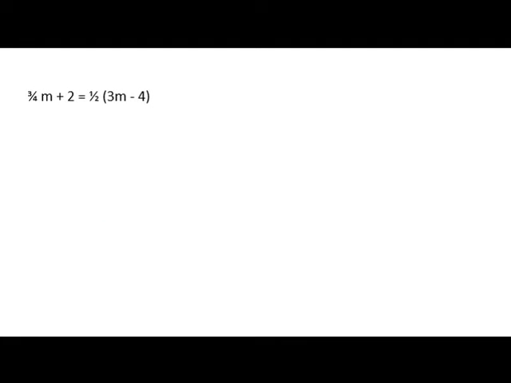Let's try another equation. This one has fractions. Don't panic, we've done fractions before. First, we need to distribute the 1/2 to the 3m and 1/2 times negative 4. This gives us 3/4 m plus 2 equals 3/2 m minus 2. Now I'm going to use inverse operations and add 2 to both sides of the equation. This gets rid of the 2 on the right-hand side of the equation, so I'm left with 3/4 m plus 4 equals 3/2 m.